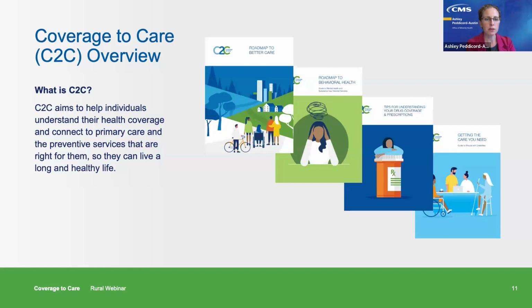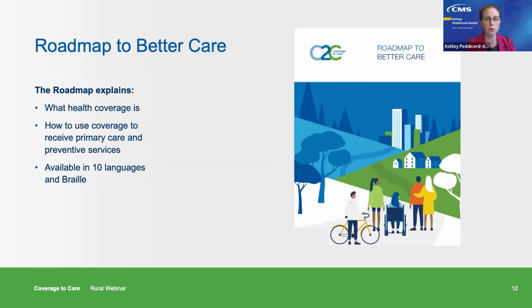So let's go ahead to the next slide, and then we'll start talking through a few. So this is the Roadmap to Better Care. You'll see the front cover pictured here. There's some mountains and city and different types of people and locations pictured in blue and green. We see this as our signature piece. It's the biggest, the longest, but it's also basically the soup to nuts of what is health coverage and what in the world do I do with it?